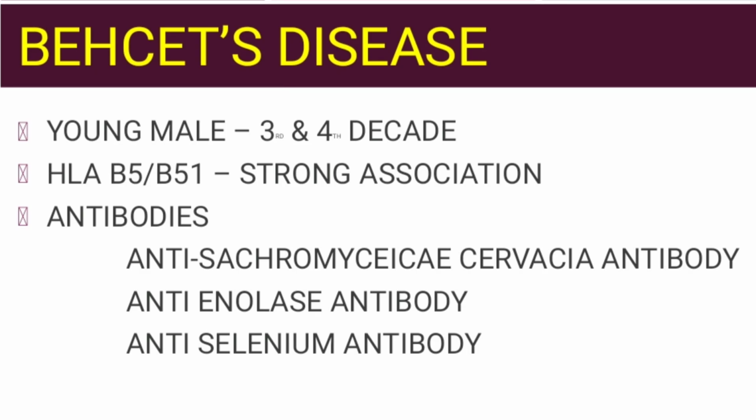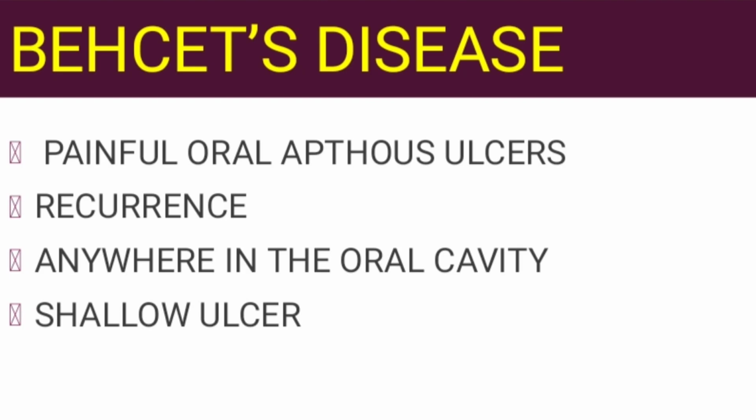As already said, in oculo-oro-genital syndrome, the oral lesions seen in this condition are painful oral aphthous ulcers. These ulcers are often recurrent and they can occur anywhere in the oral cavity, and these ulcers are often shallow and they heal without any scarring.